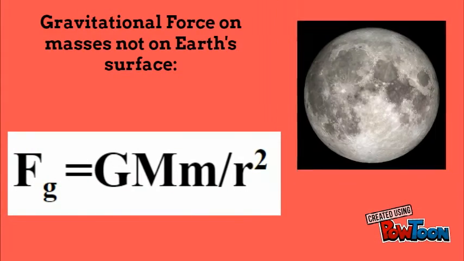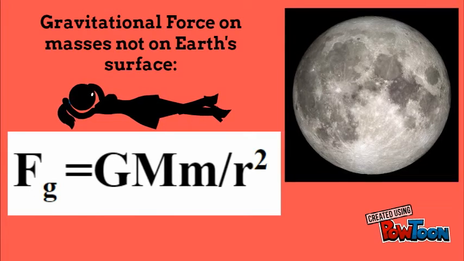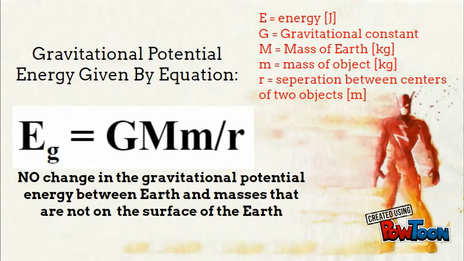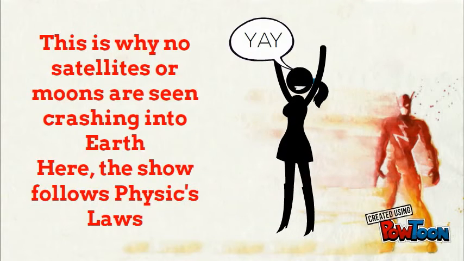Overall, the force on external objects not on the surface of the Earth, such as the Moon, would not change, since their distance from the center of the Earth and Earth's mass will remain unchanged. Thus, the energy between orbiting objects and Earth will not change either, hence why foreign objects such as satellites and the Moon are not crashing into Earth despite its decrease in radius.